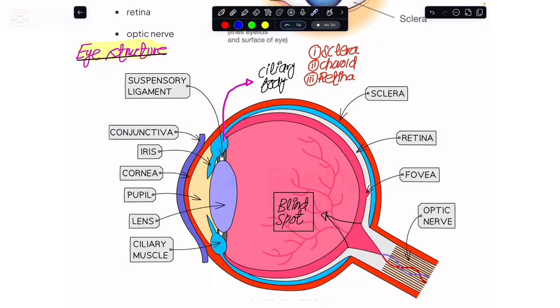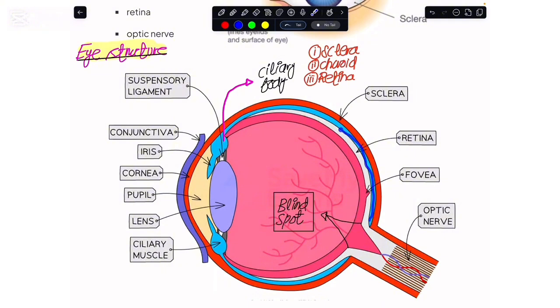Now, the first thing is that the whole eye on the outside is covered by a transparent layer, which is the conjunctiva. Proceeding further, I told you that this is the sclera, which is the white part of the eye, and the sclera at the front is bulged out. This bulged part of the sclera is what we refer to as the cornea.